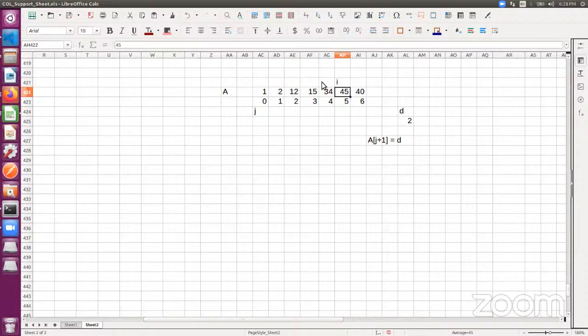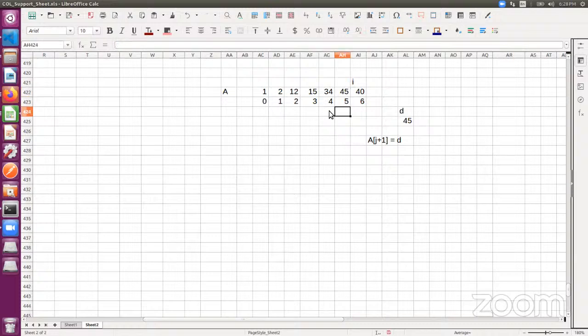Now I is pointing to 45. Okay. So now new d value is 45. Compare d with 34. Okay, 45 is greater than 34. So break the loop, come out, a of j plus 1. So 4 plus 1 is 5. A of 5 is 45. So in the same location, 45 will be overwritten. Okay.